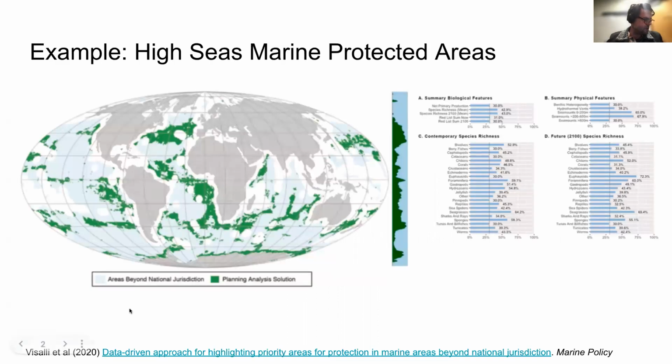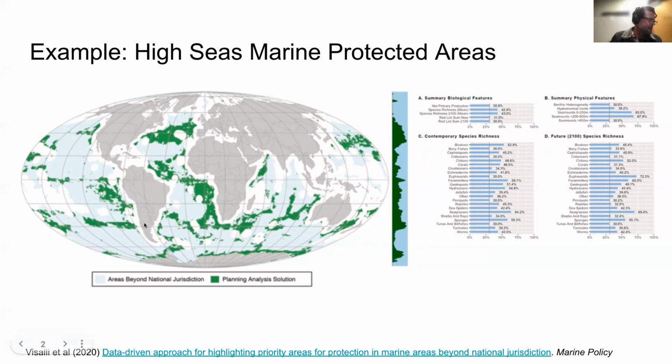But fast forward, and it's 2020. There was a paper that Morgan Visalli, who was at the Benioff Ocean Initiative, co-led with myself. She did more of the writing, I did more of the analysis. And this was an example of trying to figure out, based on all the best available data that we have for the high seas, where it is that we would want to allocate some sort of restriction on fishing along the sea surface, and then maybe mining at the sea floor for the high seas. So areas beyond national jurisdiction, which are in white.